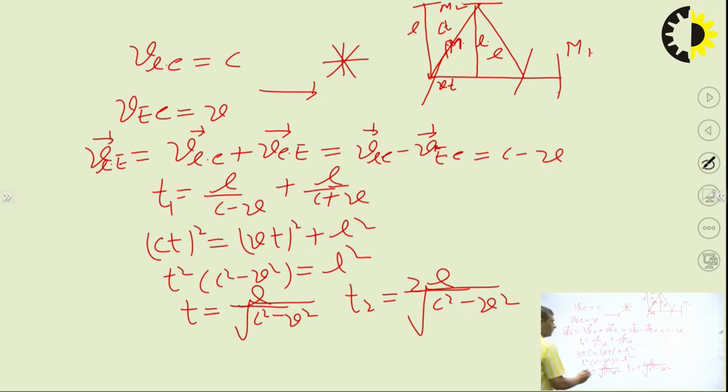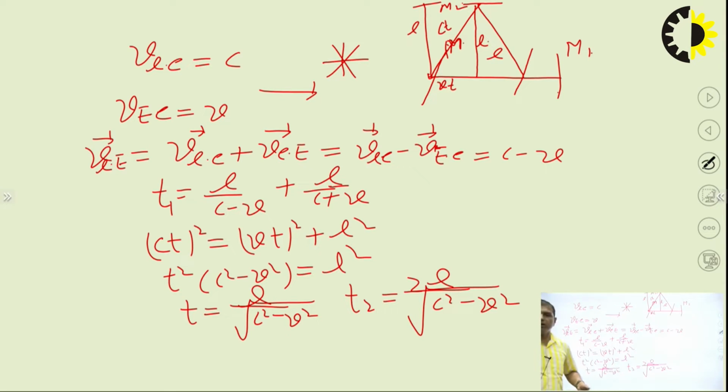So this was T1 and this is T2. T1 was the time taken by the light beam in reaching towards mirror M1 and then coming back. And T2 is the time taken by the light beam in reaching towards the mirror M2 and then coming back. These two times have been estimated in two different frames. The time for the horizontal mirror has been calculated with respect to Earth frame, and the time for this vertical mirror has been calculated with respect to ether frame.